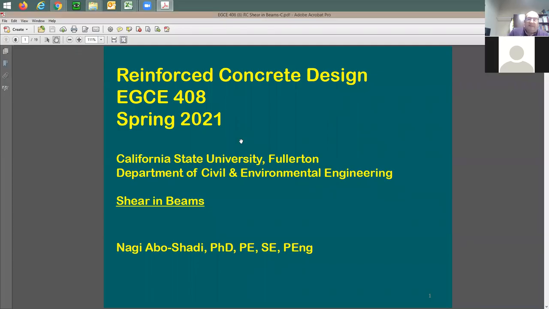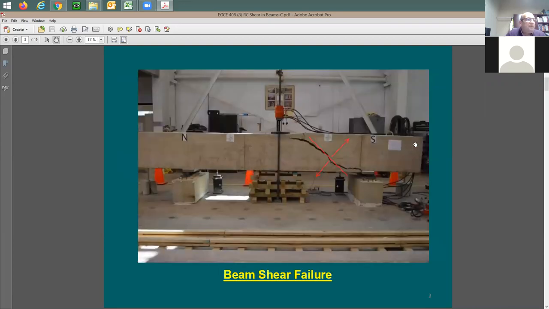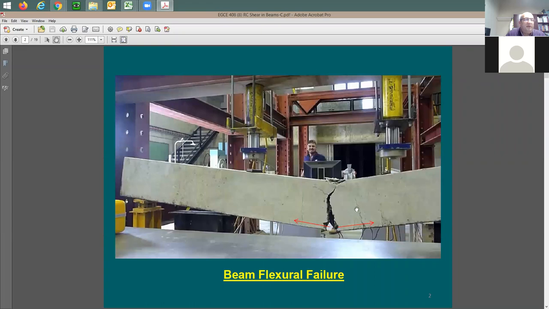Continue what we started last time about the shear strength of reinforced concrete beams. Let me run you quickly through this. We discussed the shear failure and the flexure failure, the difference between the two and the type of cracks involved in both of these two failures.